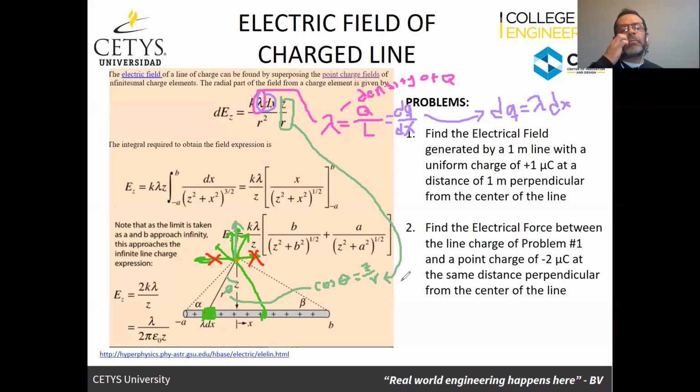And so the differential of the electrical field is going to be given by the formula we know, which is K multiplied by the charge, given by dq, divided by the square of the distance r, and multiplied by the cosine of the angle. This is going to be the differential, the small part of the electrical field that we are analyzing for this small section here.